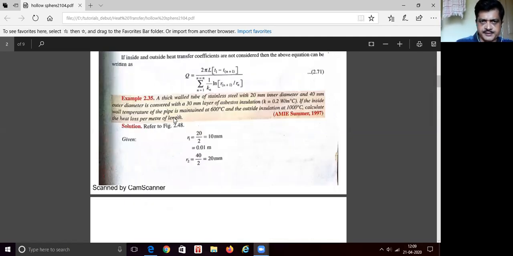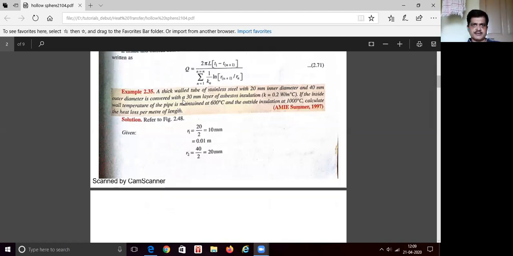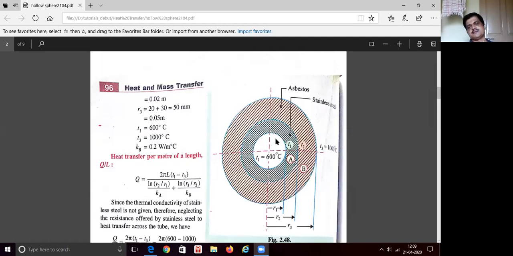See, 2.35. A thick walled tube of stainless steel with a 20 mm inner diameter and 40 mm outer diameter is covered with a 30 mm layer of asbestos. You see the sketch here. The sketch is actually circular in shape, but while scanning, it is appearing like an oval shape.